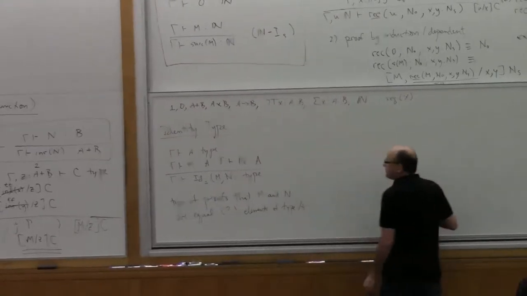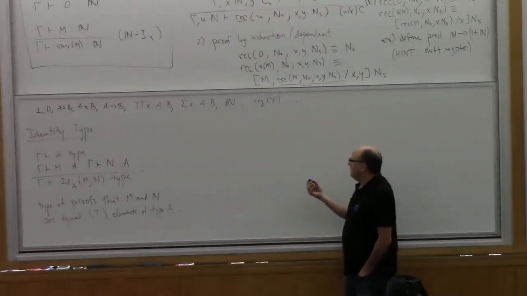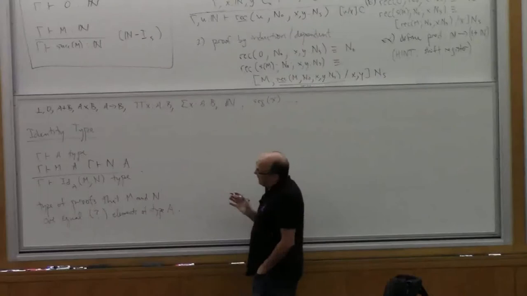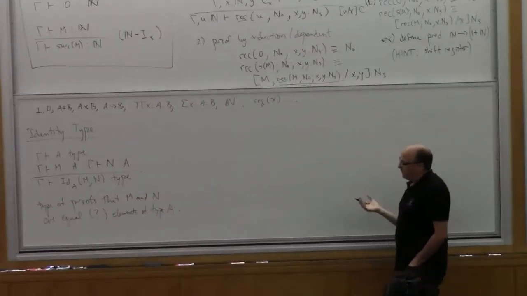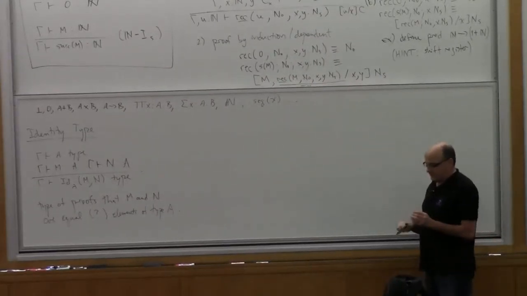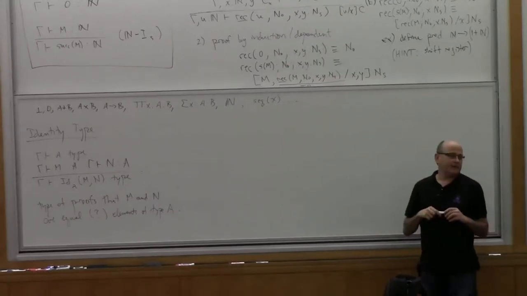So what sort of proofs are there of equality? Well, what we're going to do is we're going to axiomatize this. The first thing I'm going to do is axiomatize equality. I would like to think of the identity type as an inductively defined type according to the following idea. It's the least reflexive relation.